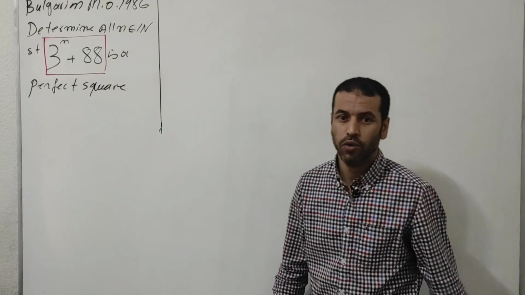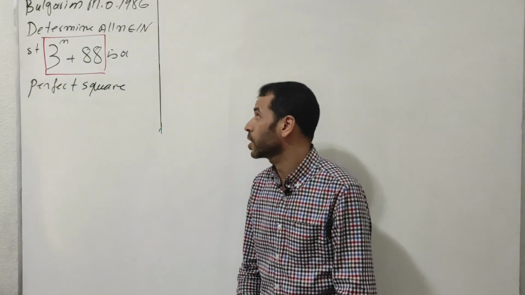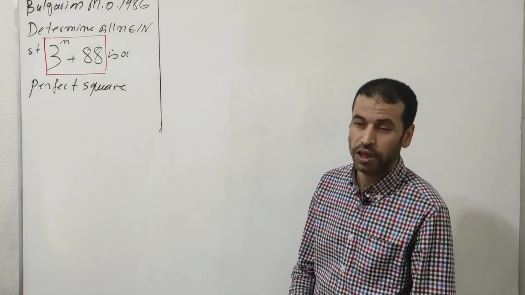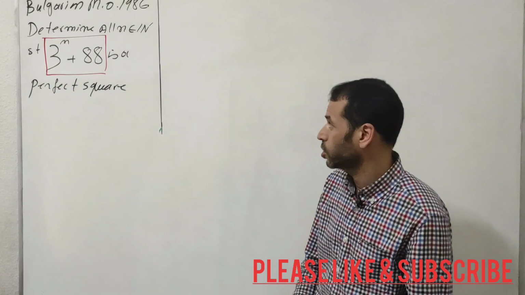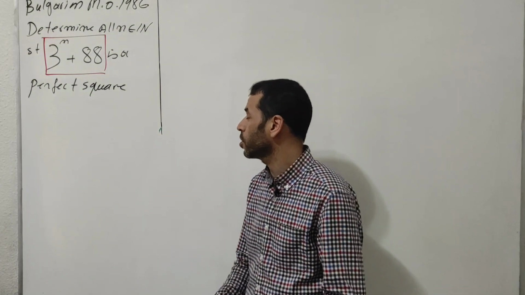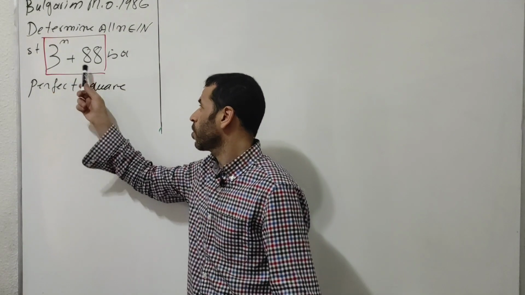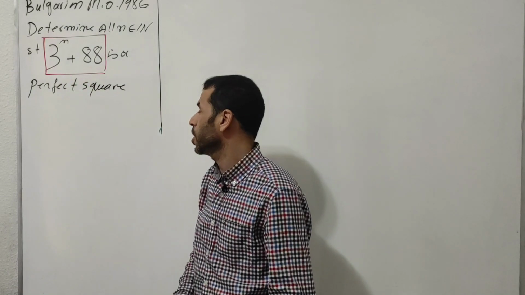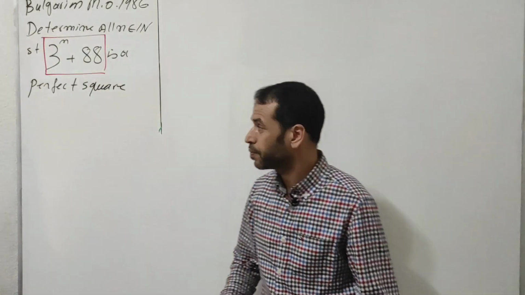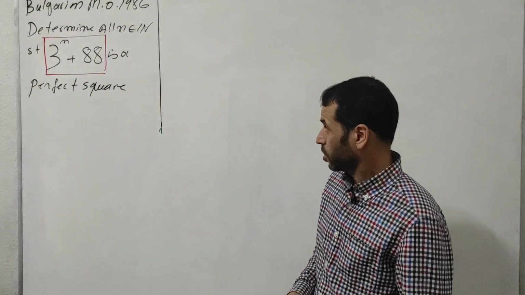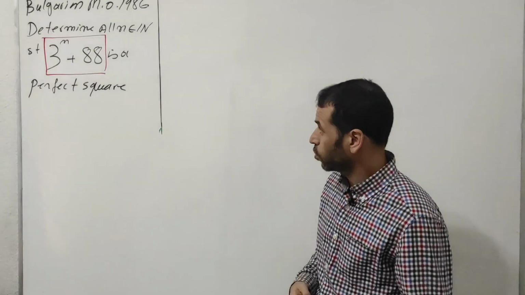Hi, in today's video I would like to introduce you to a very nice problem from the Bulgarian Mathematical Olympiad, edition 1986. Here is the following information. Determine all n as an integer such that 3 to the n plus 88 is a perfect square. This is a very beautiful problem, but it's full of tricks.